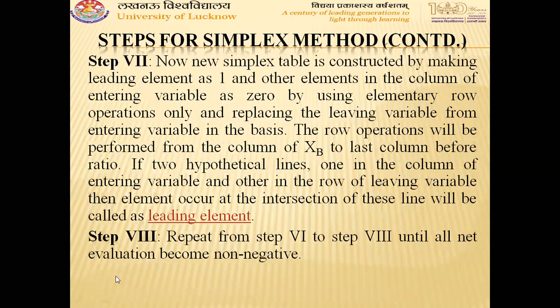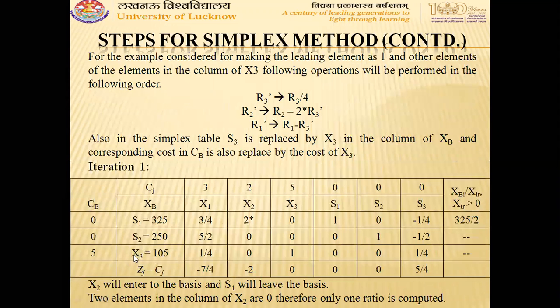We obtain x3 equals 105. Here x3 enters and S3 leaves, so S3 is replaced by x3. The first element will become 1 by 4. x2 has 0, so divided by 4 it remains 0. The third element divided by 4 will become 1, and so on. So the new third row is obtained by dividing the third row of the original simplex table.